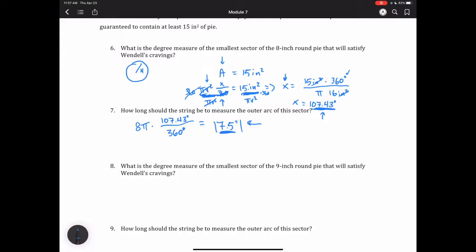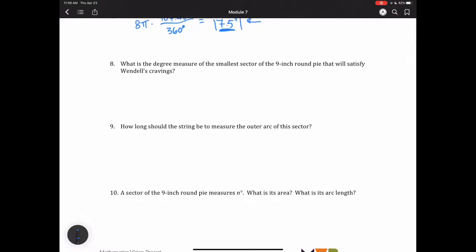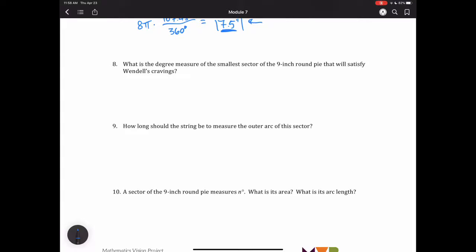So how about the degree measure of the smallest sector of the 9-inch round pie that will satisfy Wendell's cravings? So again, we need the area to equal 15 inches squared, right? But we don't know the fraction of the circle that we're working with. So we're going to set up the area of the whole circle. So pi times 4.5 inches squared, times the fraction of the circle that we're working with, but we don't know what that fraction is yet, so that's what we're going to solve for, and that equals 15 inches squared.